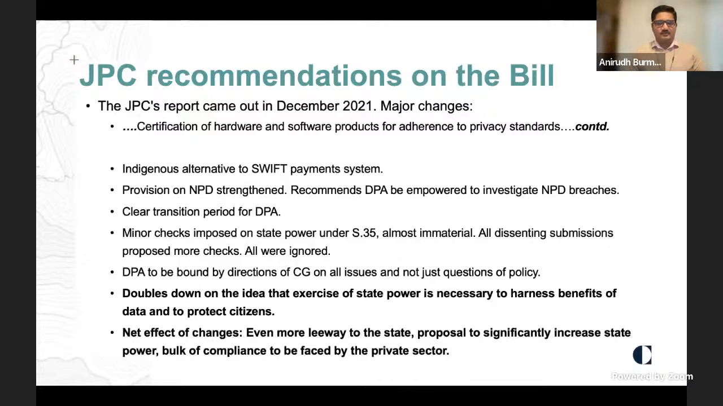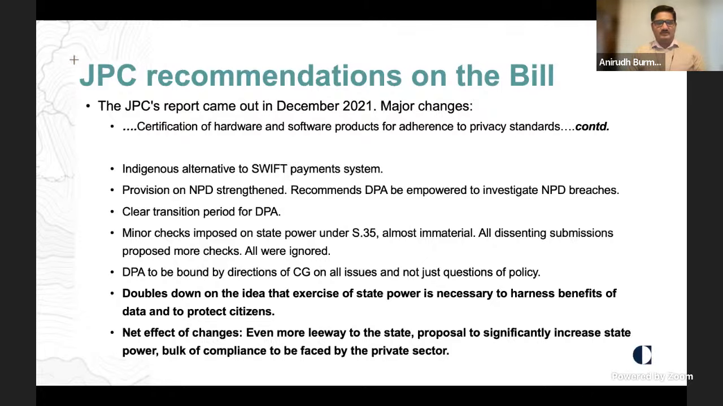There are other places also where central government powers have been increased. For example, earlier there was a general provision in the bill which said that the DPA would be bound by the directions of the central government on questions of policy. Now the DPA will be bound by the directions of the central government on all issues and not just questions of policy. So these are some major changes that reflect a philosophical shift in how the JPC has looked at the bill and the issues surrounding data protection.